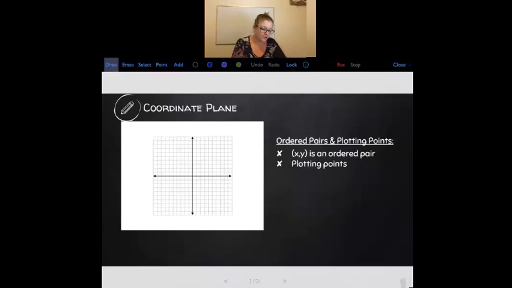So we have the coordinate plane, which is made up by the x-axis and the y-axis. The spot where the two axes cross is called the origin, and it's located, we'll talk about the ordered pair in a minute, at 0, 0.